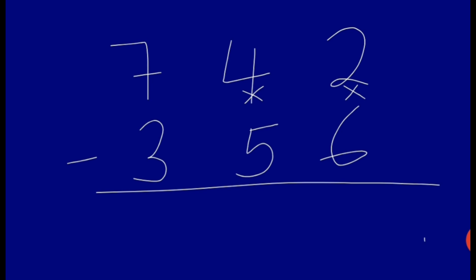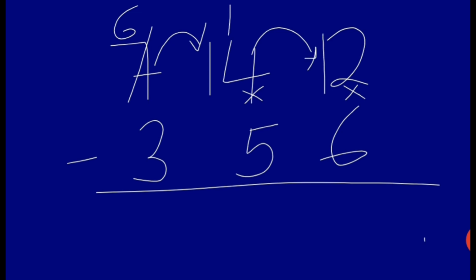So you borrow 1 from here. This becomes 14 and this reduces to 6. Move 1 from this 14, take it here. This becomes 12 and this reduces to 13. So 12 take away 6, that's 6. 13 take away 5, that's 8. 6 take away 3, that's 3.